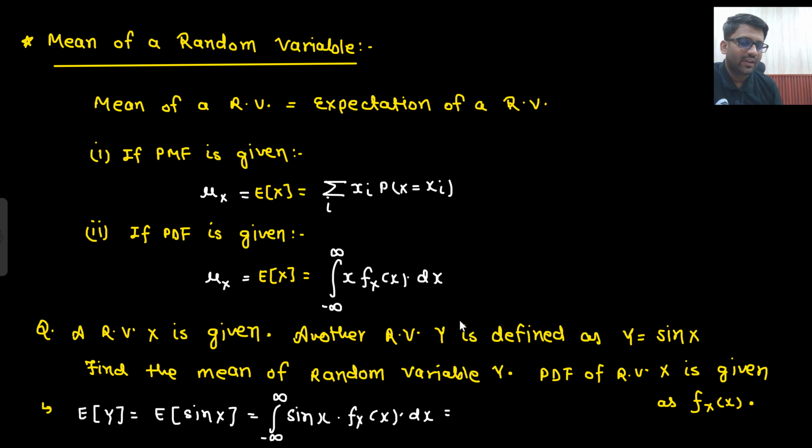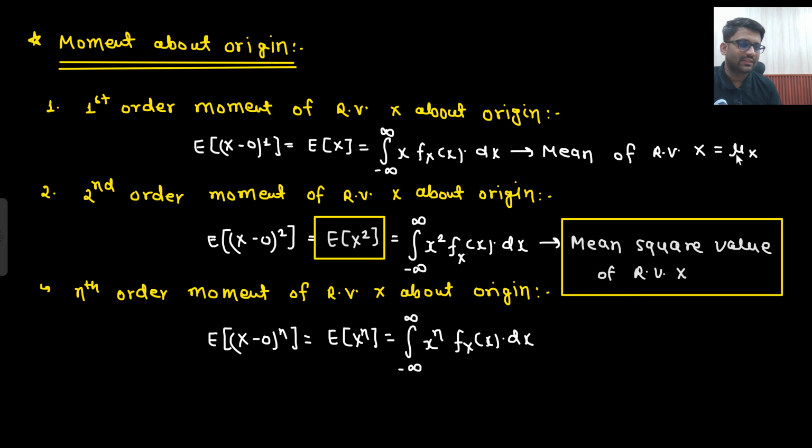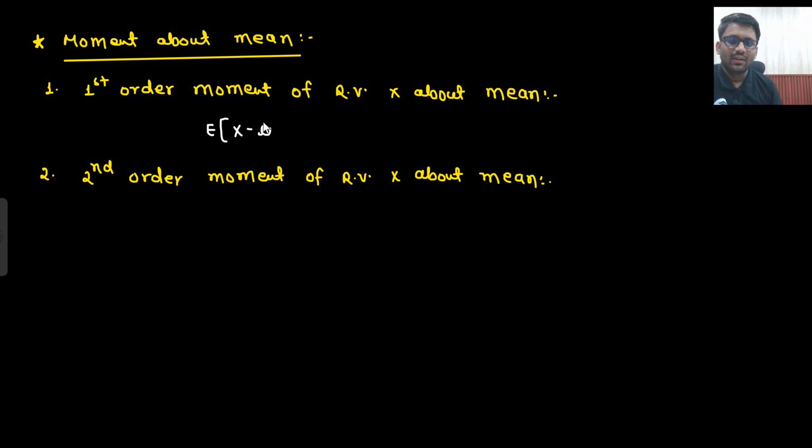No, this is the mean of random variable y. So here I will write down the mean of random variable y. This is the mean of random variable y, so here I will write down mu y. This is the mean of random variable x, so I will write down mu x. Right. So mean is actually shown by mu x. Okay. So moment about mean, first order moment about mean. So what is this?